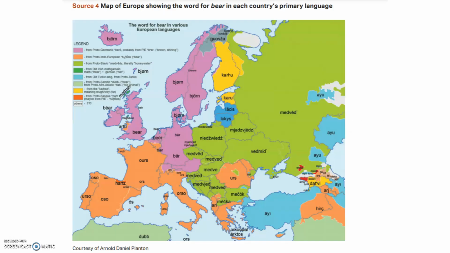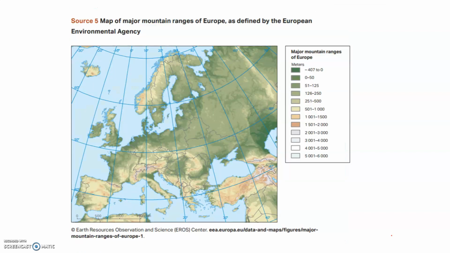So here we're going to be analyzing source 4. And so when we look at source 4, the words inside these individual countries in Europe is the word for bear in the different languages. And so even though they have different words for bear, we're going to look at that legend to see what the primary language was that eventually created that word for bear. That's going to be a human characteristic. They have a similar primary language.